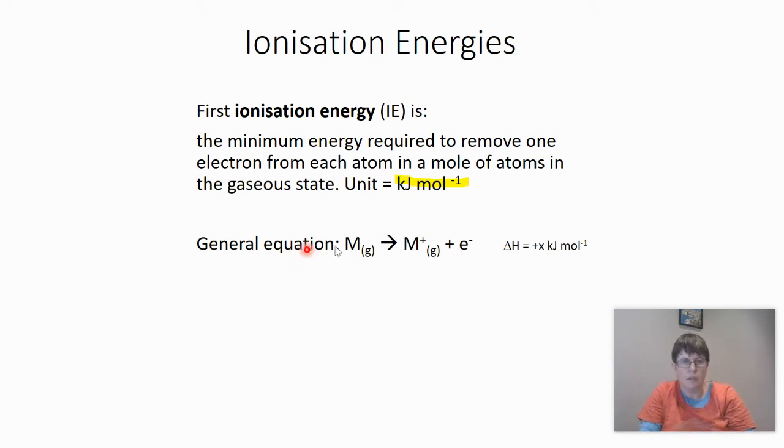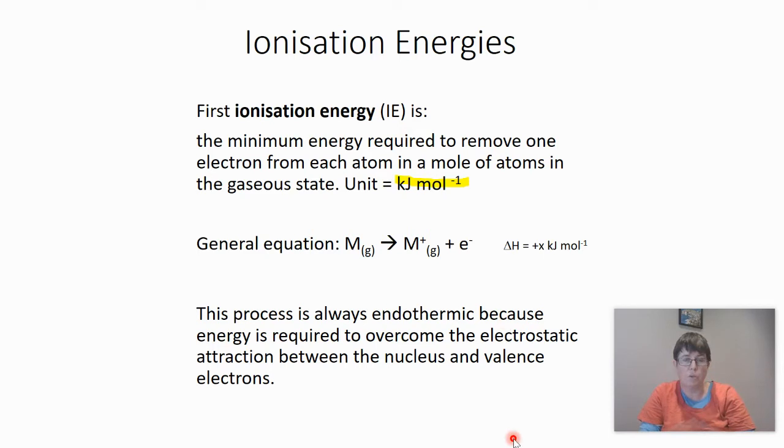So this can be written as the general equation. If you have an element in its gaseous state, and you want to remove one electron, you're going to end up with an ion, so it's ionization. And then the change in energy is always a positive value, so we'll just put X, we don't know what it is for this general statement, and the unit is kilojoules per mole.